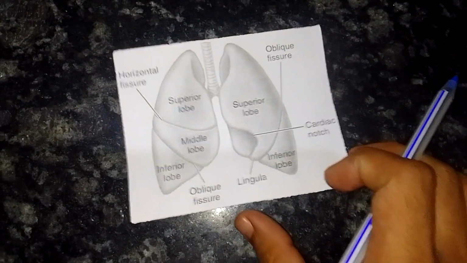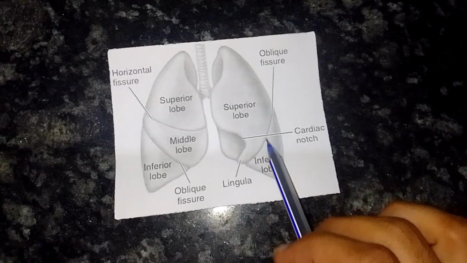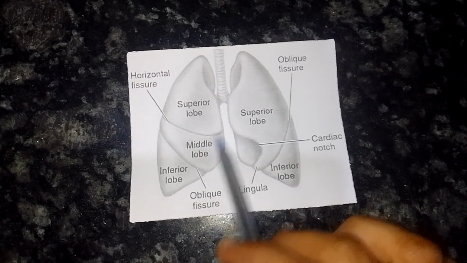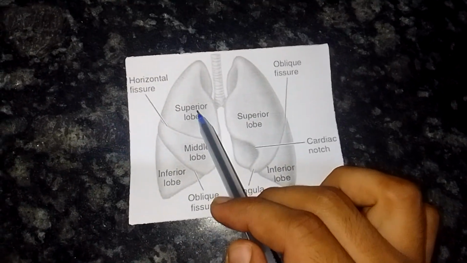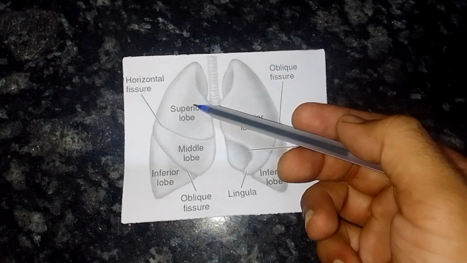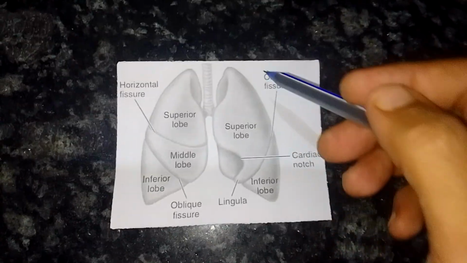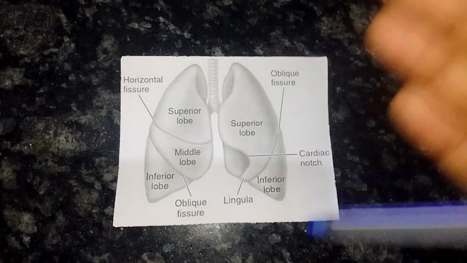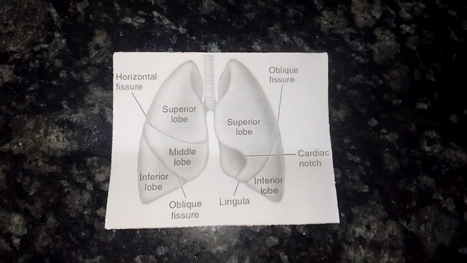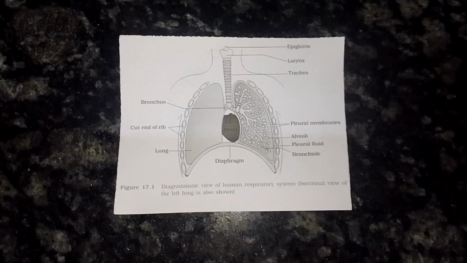So here also we can see there is an oblique fissure. Here there is a horizontal fissure and an oblique fissure, and the upper one is known as superior, the lower one is inferior, and the middle one is middle. So just the names have been changed to superior and inferior. That's all. Now we will see about the mechanism of breathing.